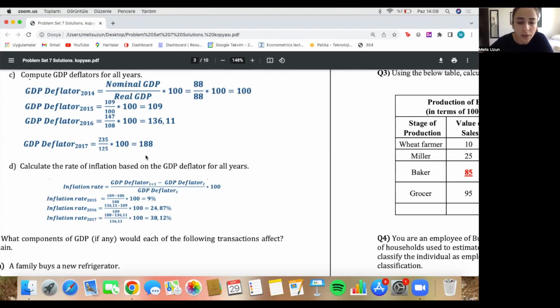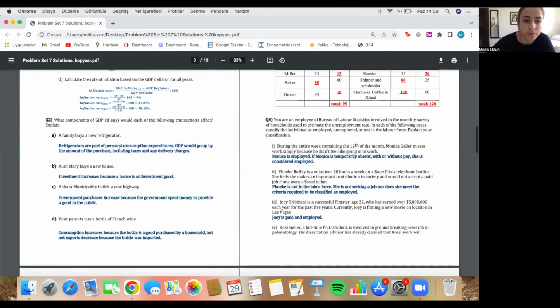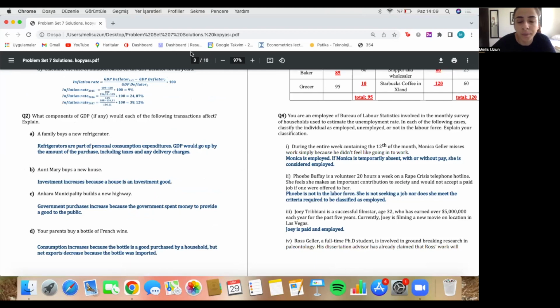So let's look at the second question. We know that we calculate GDP with this formula. Maybe if I write it, it will be more clear. So GDP is equal to consumption plus investment plus government spending plus exports minus imports. We will use this formula while answering these questions.